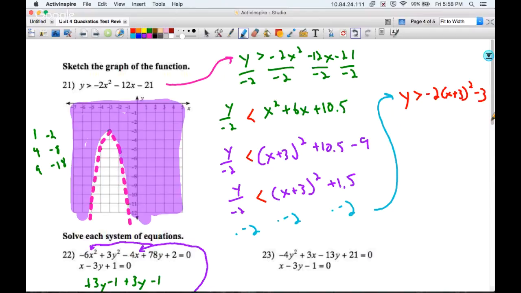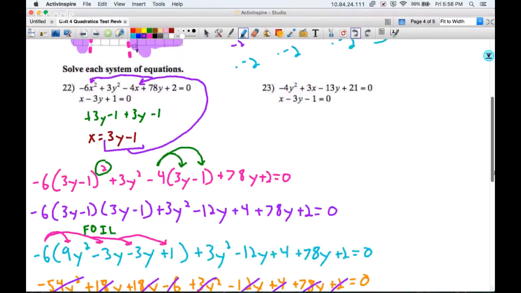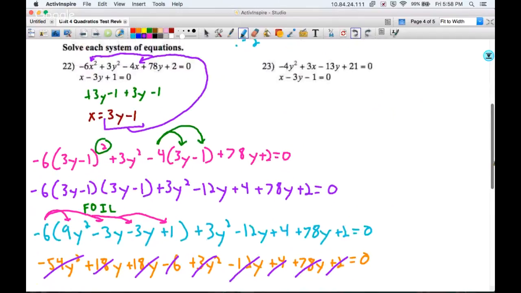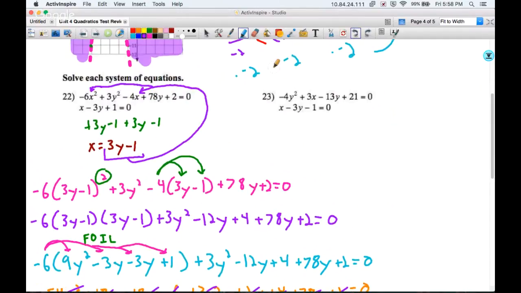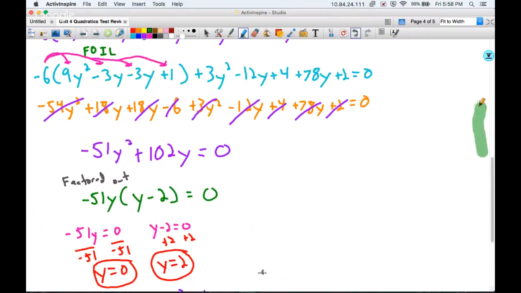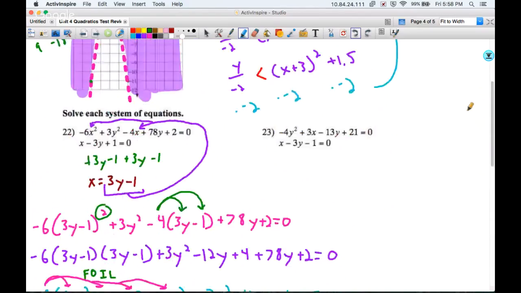Okay. Last problem. It's this system problem here. In order to solve it, I have to do something very similar to what I did to number 22. I believe this is not the one that I solved in class. Let's get started, see what happens.